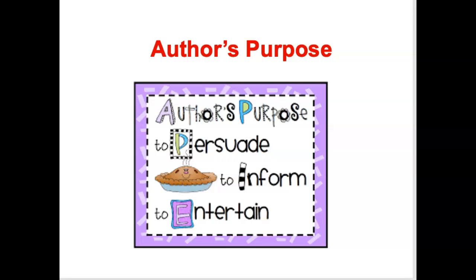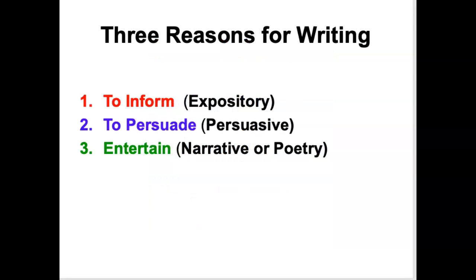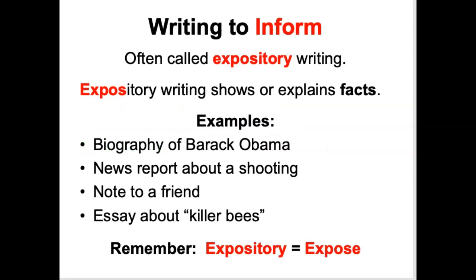All right, everybody, you just watched a video that discussed author's purpose, and so now let's review. We know that author's purpose is broken down into three different categories: to inform, to persuade, and to entertain. Writing to inform is often called expository writing. Expository writing shows or explains facts.